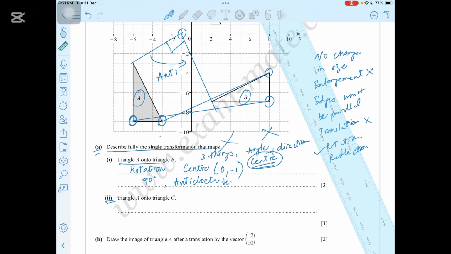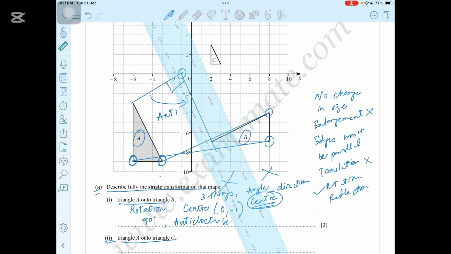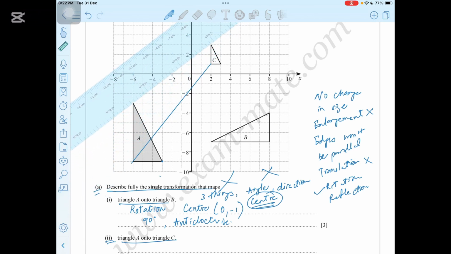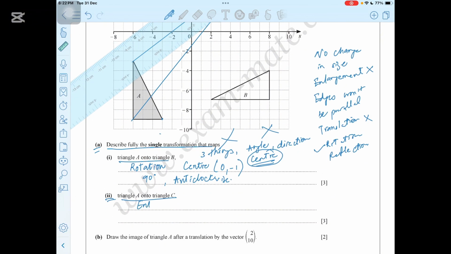Now part 2 states triangle A onto triangle C. So this is basically an enlargement, a reduction I would say. Let's just remove these first to make it clear. We will match the edges or the vertices to find the scale factor and the center of enlargement. For enlargement we need two things: the center of enlargement and the scale factor. So let's write this: enlargement and scale factor.